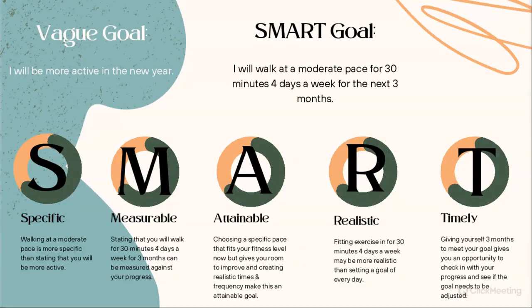Walking at even, being specific about the pace that you're going to walk is good here. You don't necessarily need to do that in your own goals, but like I said, being as specific as possible can help to really keep you accountable. So specific, walking at a moderate pace is definitely more specific than stating you're going to be generally more active. And then the measurable part is that you'll walk for 30 minutes, 4 days a week for 3 months.